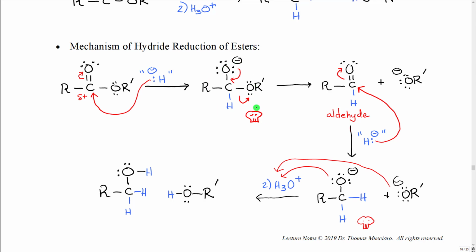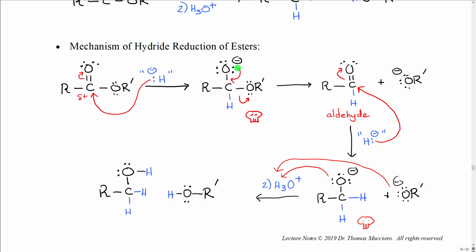This creates, once again, our old nemesis, the tetrahedral intermediate. In this case, however, the tetrahedral intermediate is not stable, and in fact, the electron pressure from the oxygen negative pushes back down and pushes out OR prime minus as a leaving group. It cannot push out the hydride, so therefore we don't have a reverse arrow here. We aren't going to go backwards. Once that hydride adds, it's there.